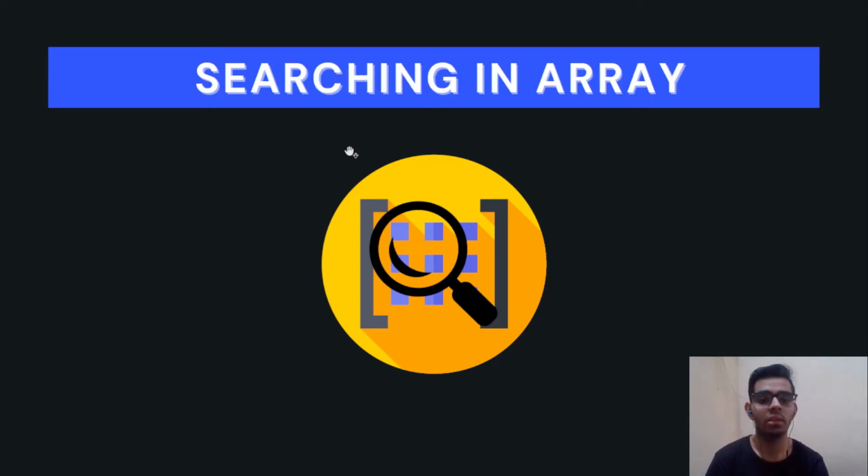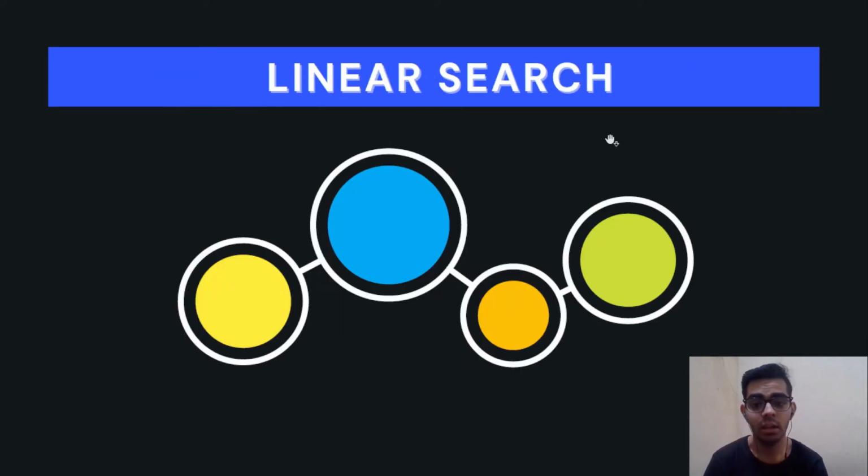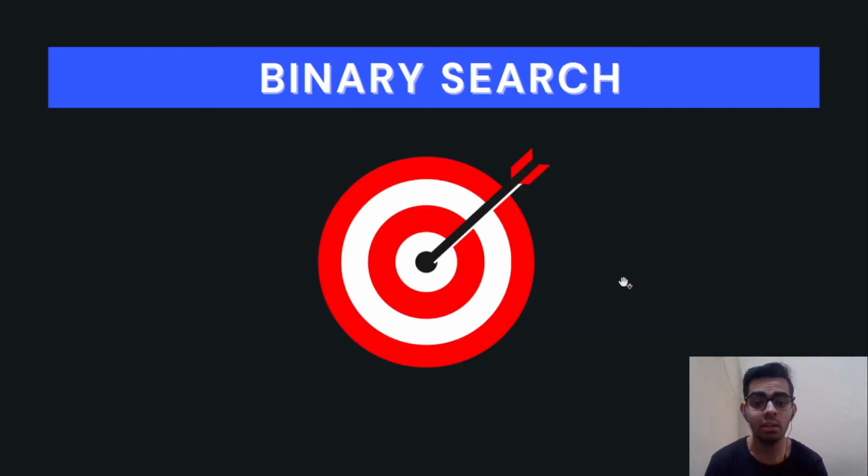After that, we have searching in array that I had shown you in the notes. And after that, we have linear search that I had also shown. Linear means one by one you will search for the item in the array. And after that, there is binary search.